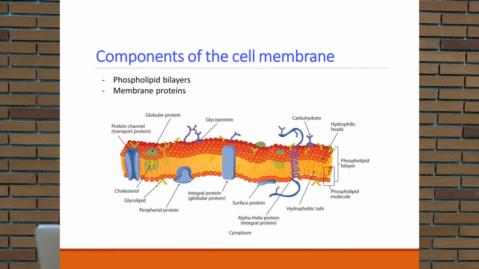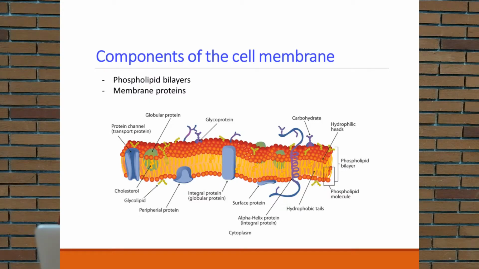Next is about the components of the cell membrane. Here is a picture of the cell membrane with its components. In the cell membrane, we have phospholipid bilayers and membrane proteins. Phospholipid bilayers means layers of phospholipid, each of which has a phosphate and lipid component, with the phosphate head facing the external and internal environment.